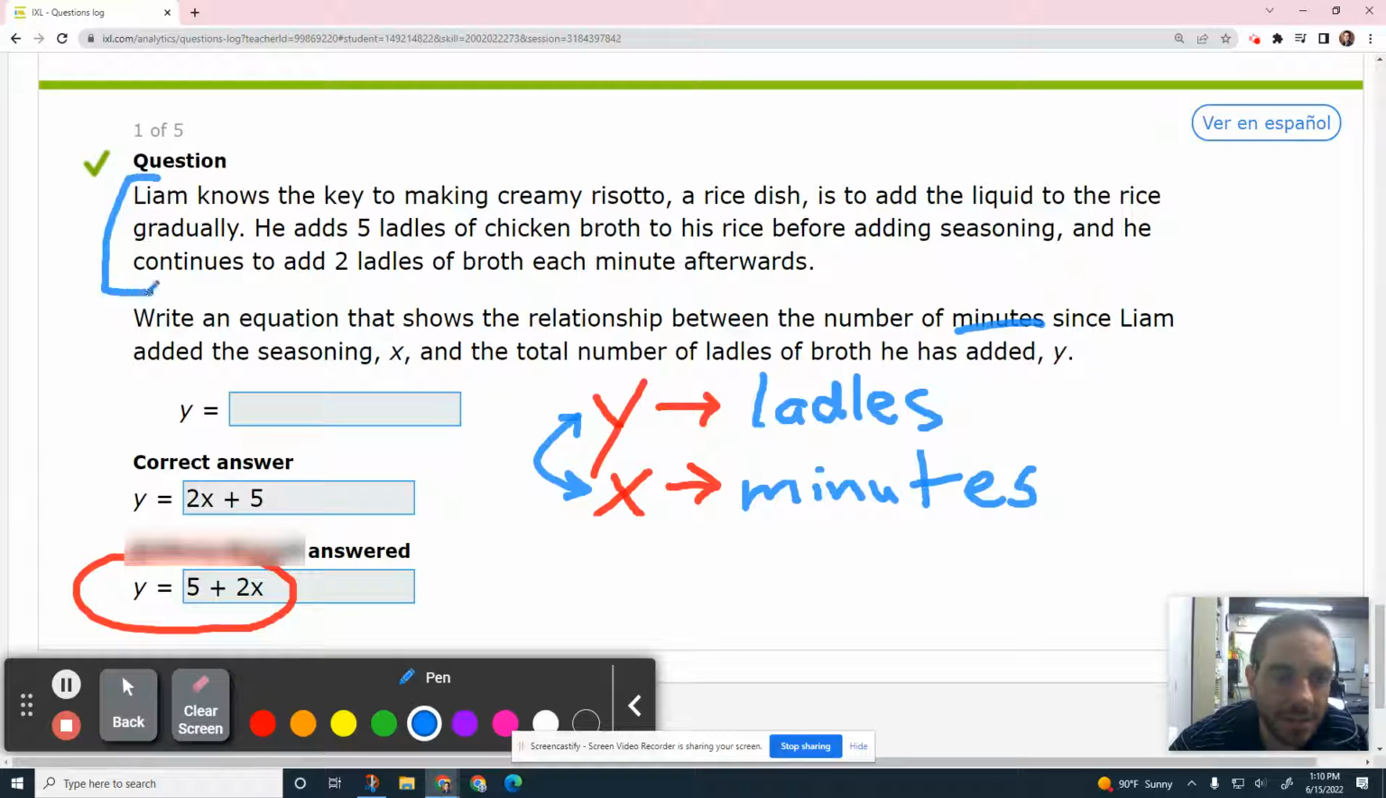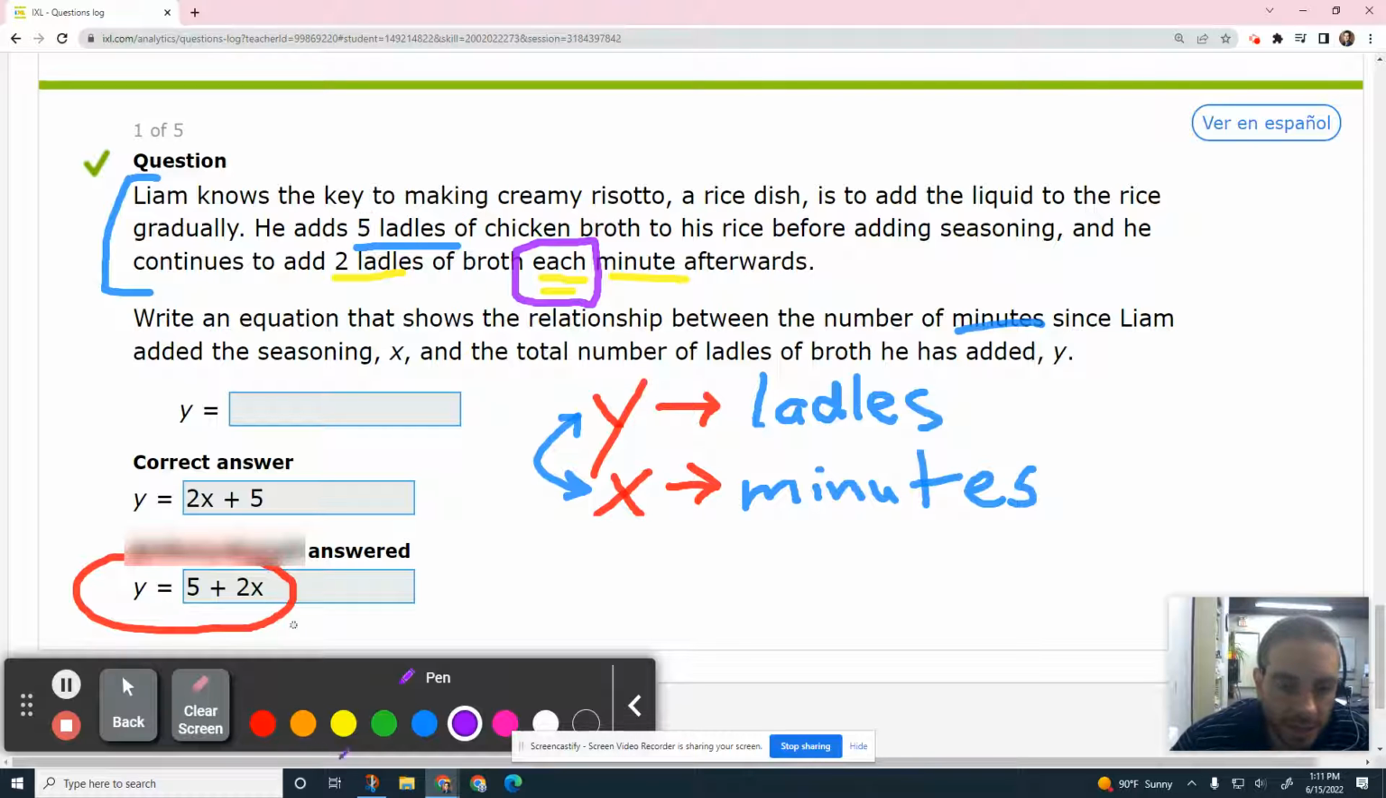I'm just going to see what's going on with this one. It says Liam knows the key to making creamy risotto, a rice dish, is to add the liquid to the rice gradually. He adds 5 ladles of chicken broth to his rice before adding seasoning, and then he continues to add 2 ladles of broth each minute. So there's our rate word, each. Some other rate words we've encountered are the word per, for every, just to name a couple.